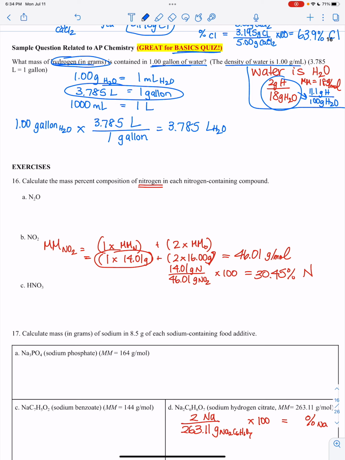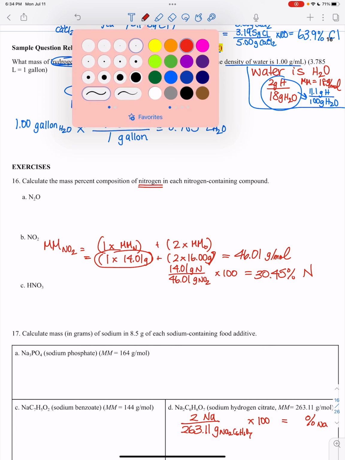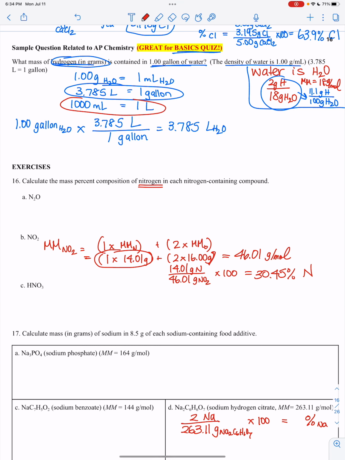Well, because this isn't giving me grams of hydrogen, I'm still at H2O. The only other conversion factor I could go with now, I'm going to use a different color, is this one that has liters in it. I'm going to convert these liters to milliliters so I can start getting somewhere with grams. So if I have liters, liters goes on the bottom, milliliters goes on top. There are 1,000 milliliters in 1 liter. And if I do that, I'll get 3,785 milliliters of H2O. That's great.